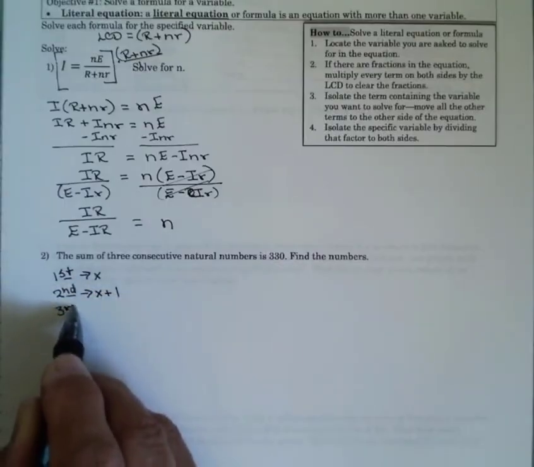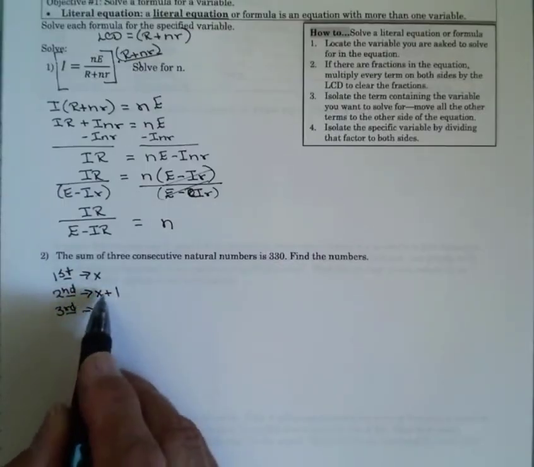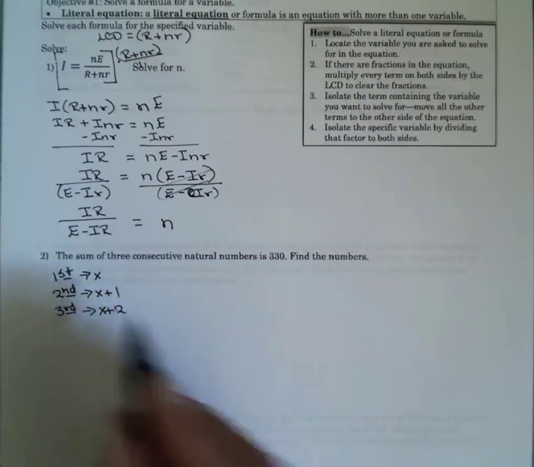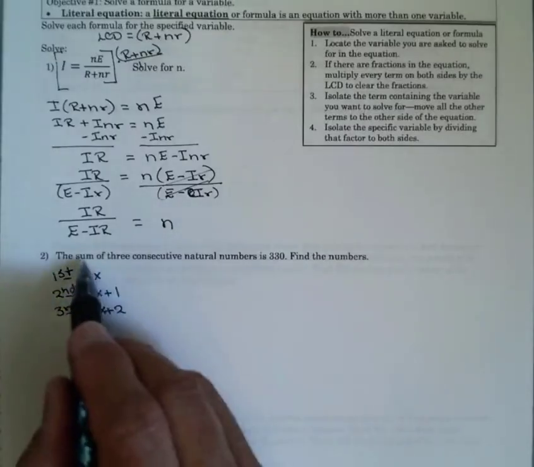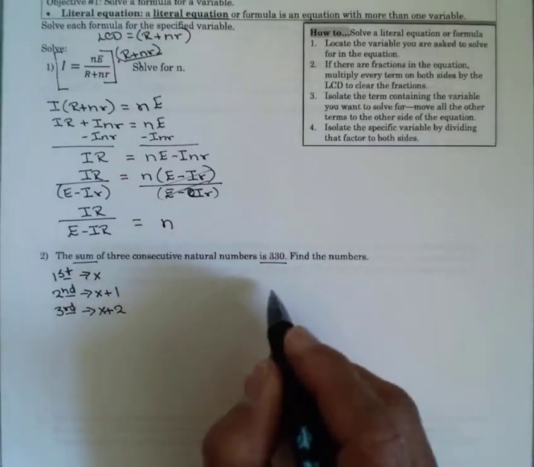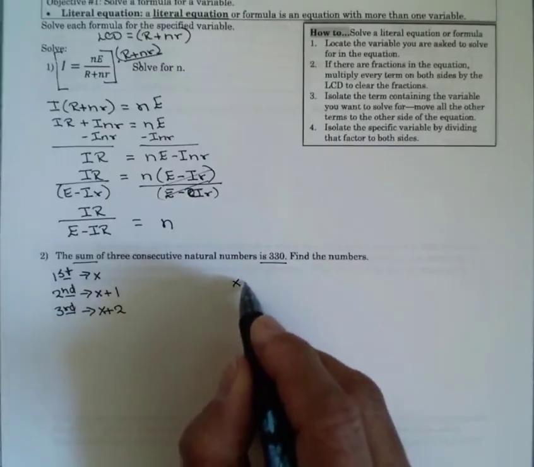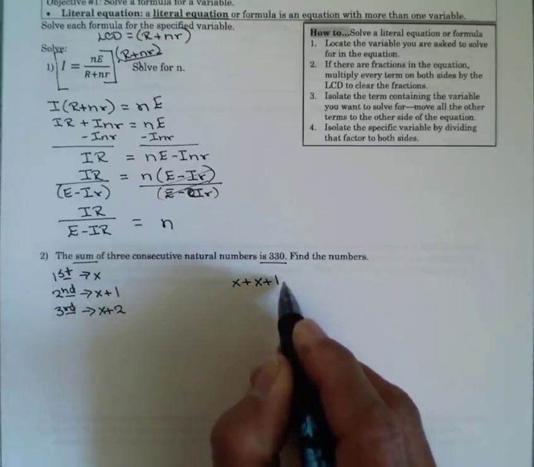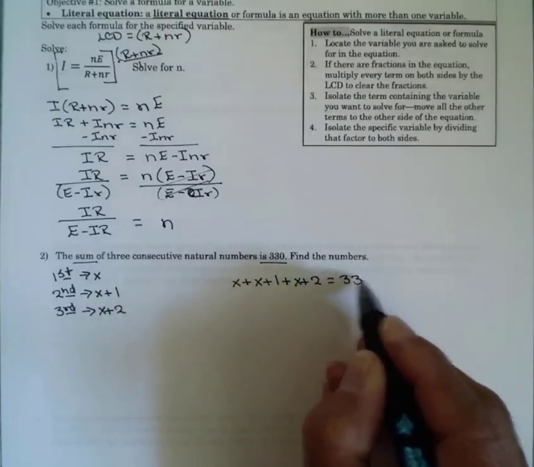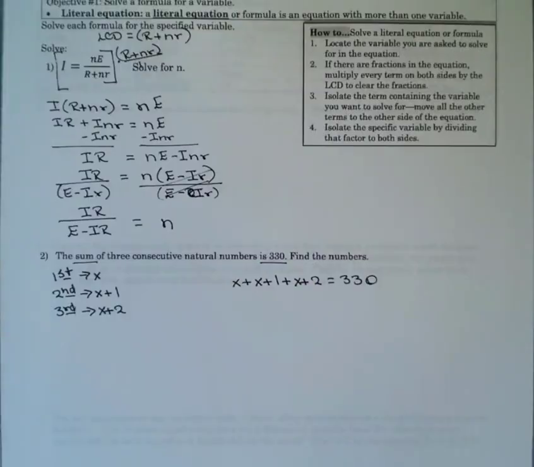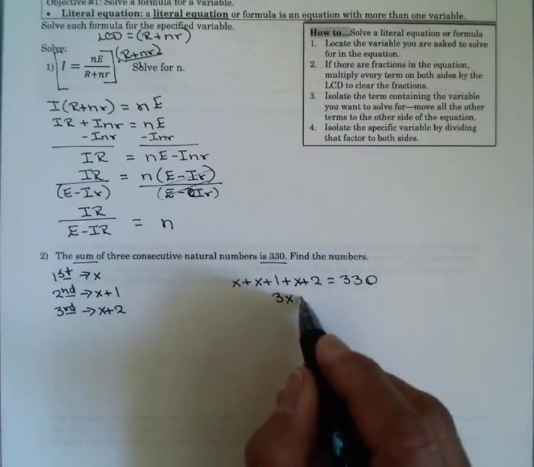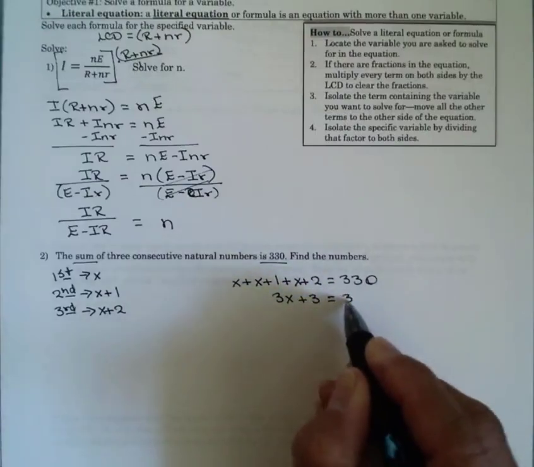And the third number, I pretty much know that that has to be one more than that one, so that'd be X plus 2. And I know that if you add these three together, because it says the sum of them is, that means equals, right? So I'll sum them and make it equal to 330. So X plus X plus 1 plus X plus 2 is going to equal 330. Now it's a simple equation to solve. How many X's? Well, I've got 3 X's. And I've got 1 plus 2, which is 3. And that's equal to 330.